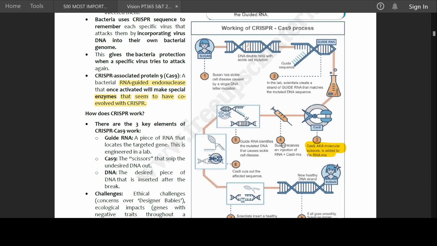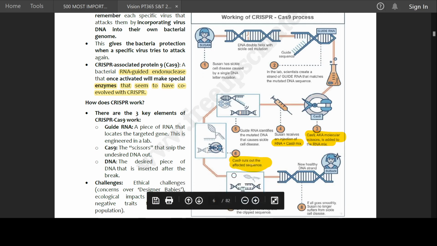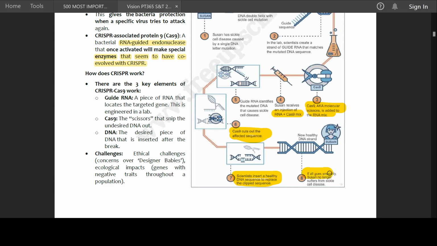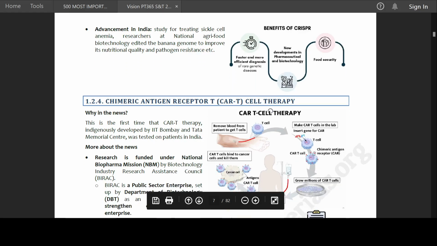Then in step 4, Susan receives an injection of the RNA-Cas9 mix. Okay. Then in the fifth step, guide RNA identifies the mutated DNA that causes sickle cell disease. Then at the sixth step, Cas9 cuts the affected sequence. Okay. Now a healthy DNA strand is present in Susan. Then scientists insert a healthy DNA sequence to replace the clipped sequence. So if all goes smoothly, Susan no longer suffers from sickle cell disease. So that's how CRISPR-Cas9 can be used for benefit in diseases.